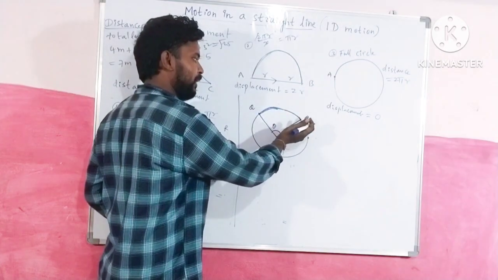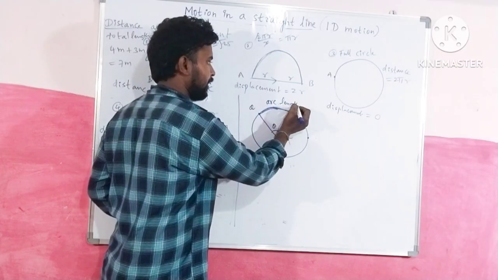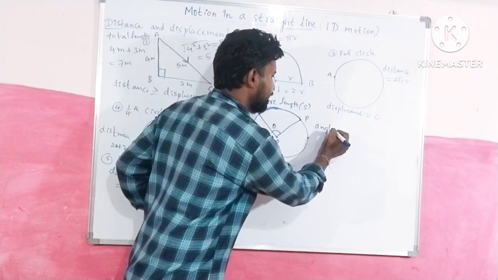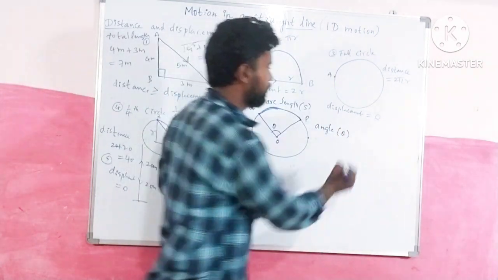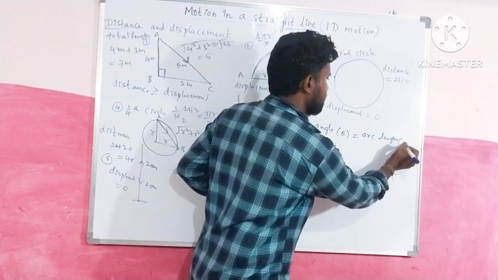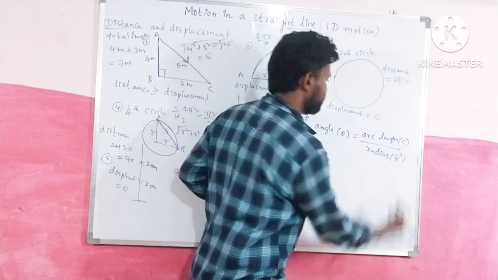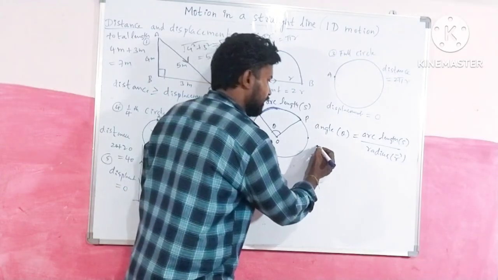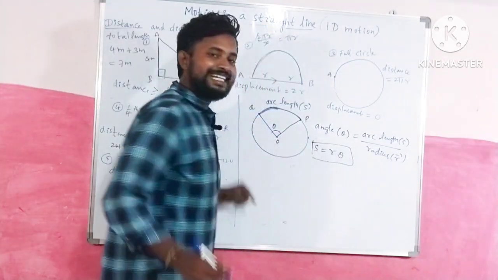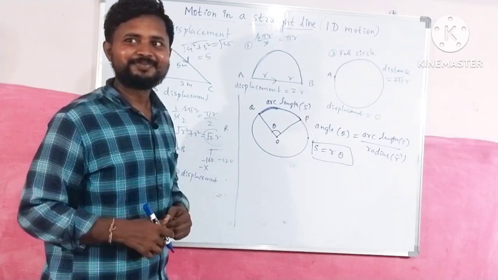What is the distance and what is the displacement? Here, distance is the arc length. We can take it as S. So angle theta equals arc length by radius, that is S by the radius vector R bar. So arc length S equals R theta. This is the distance of a body.